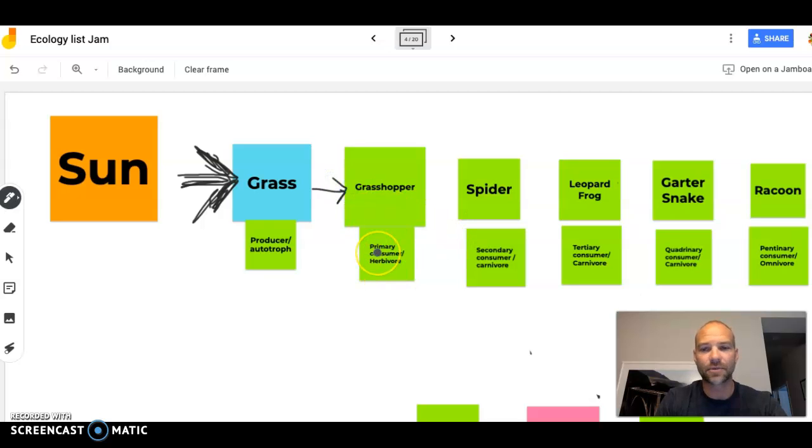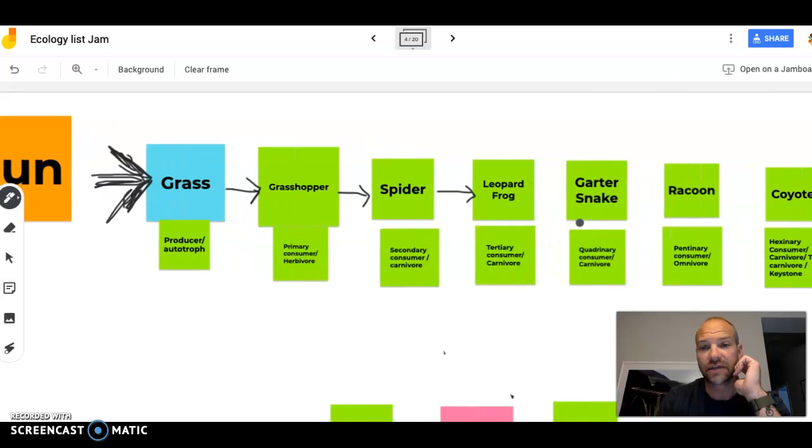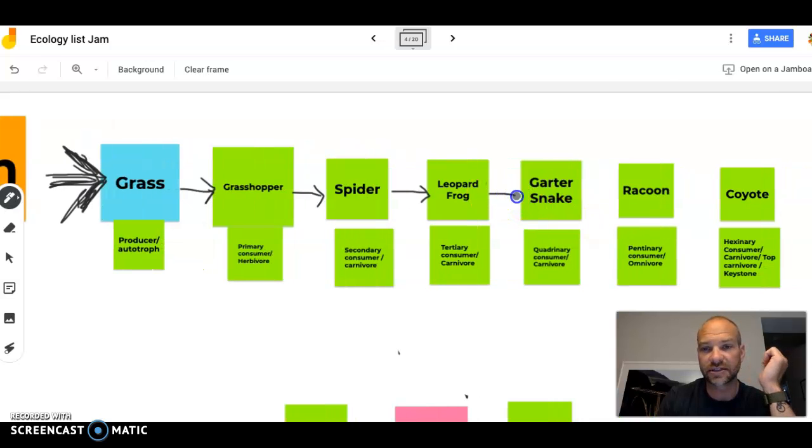Okay. The grasshopper is the first consumer, so it's known as the primary consumer. It also is an herbivore. It could be an omnivore, for instance. That would be fine too, but whatever is the first consumer in your food chain is known as a primary consumer. If that grasshopper is eaten by a spider, the spider is the secondary consumer. If that spider is eaten by a leopard frog, that's the third consumer in the line, so that's the tertiary consumer. If that leopard frog gets eaten by a garter snake, that's the fourth one, so that's the quaternary consumer.